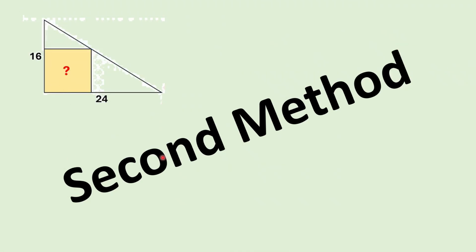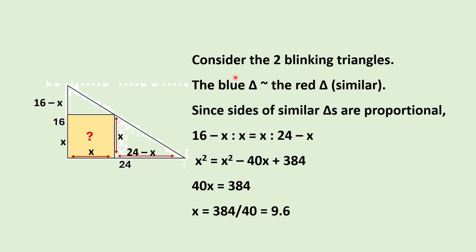Now we have the second method, which will not require trigonometry. Let us see the second method. Now consider the two blinking triangles. The blue triangle is similar to the red triangle. Similarity, not congruence. The blue triangle and the red triangle, the blinking triangles, are similar.